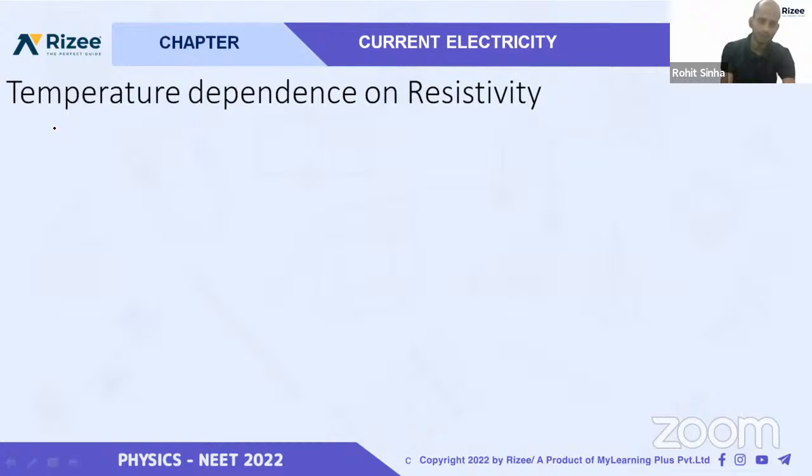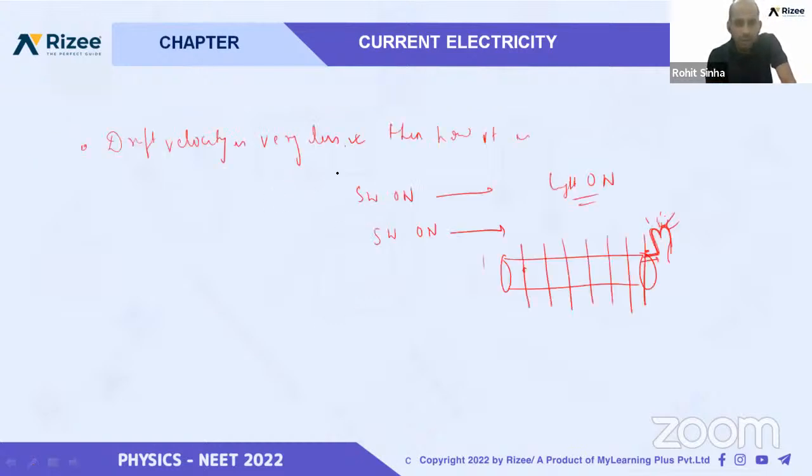So first of all, resistivity. Let me take one question that is usually asked in the exam. Suppose I am having one wire like this, and as soon as I switch on here, the bulb glows.